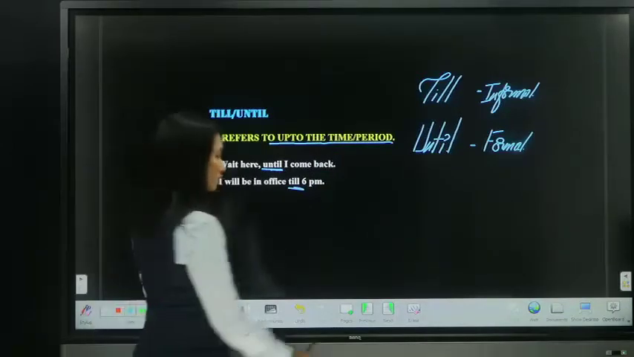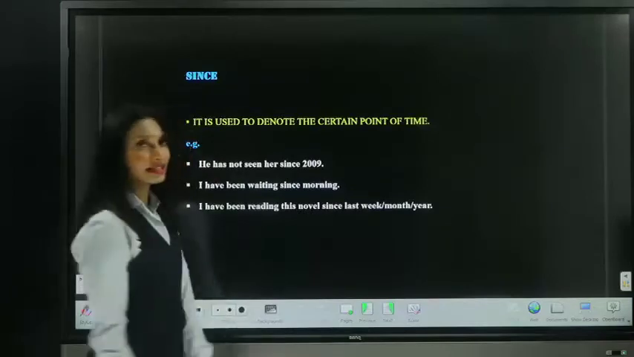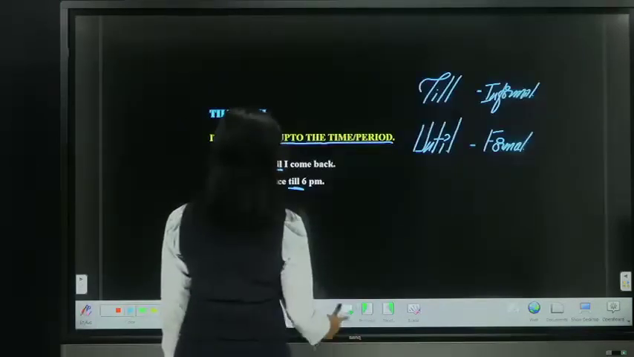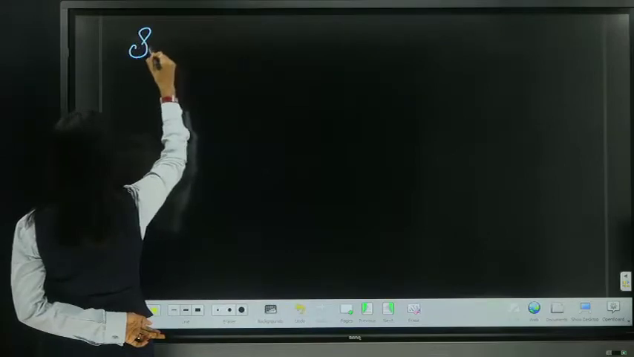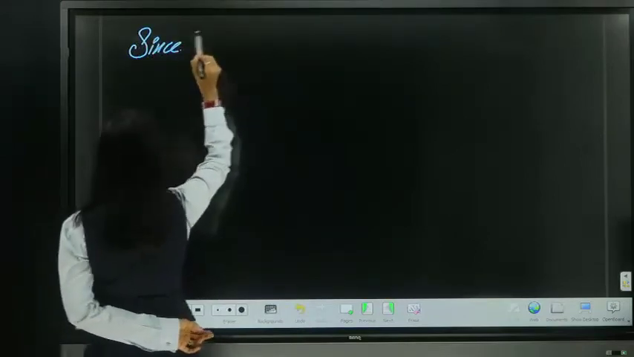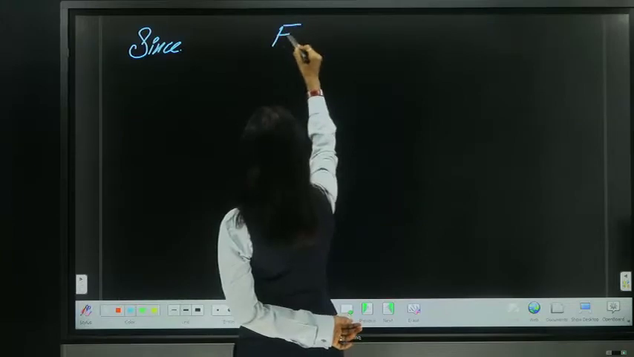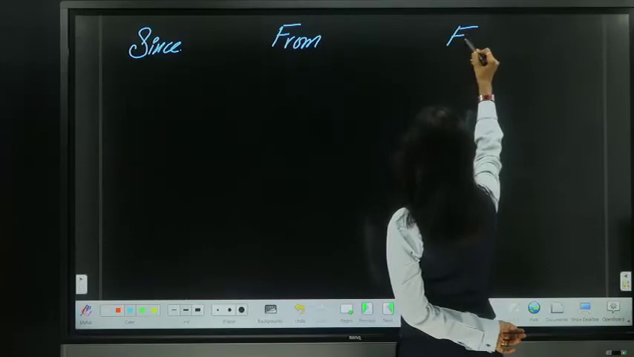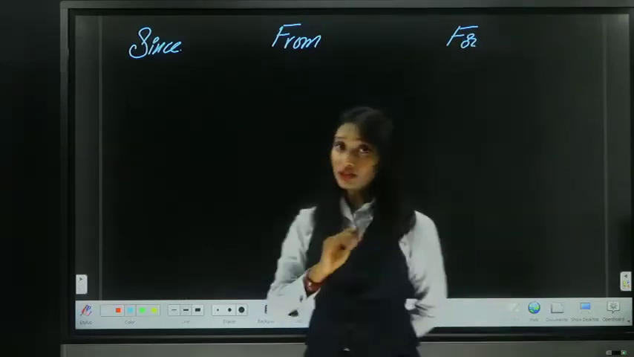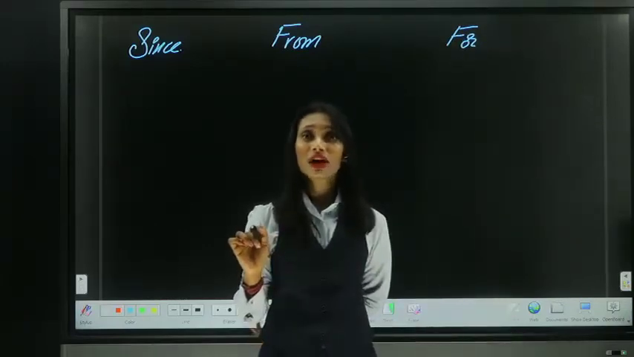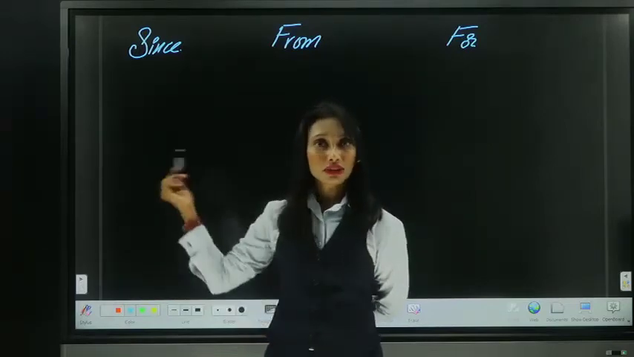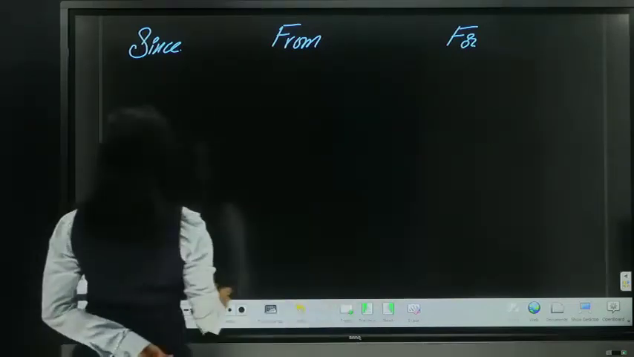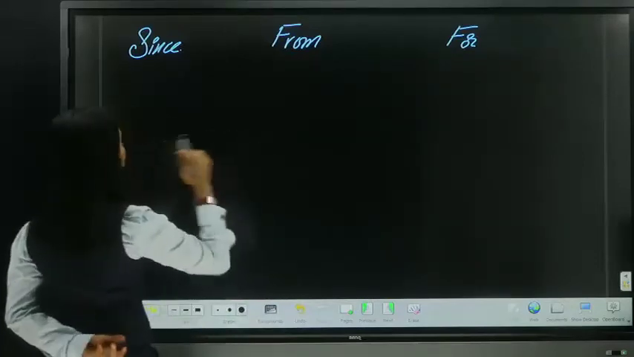Now let's move on to the next preposition, that is since. Before talking about this, let me talk about 3 prepositions at a time to give you clarity. One is since, the other one from, and the third for. I'm talking about these three at a time so that you do not have confusion about the usage. So when do we use since? When do we use from? When do we use for?